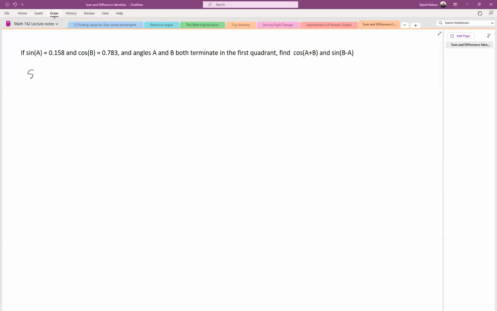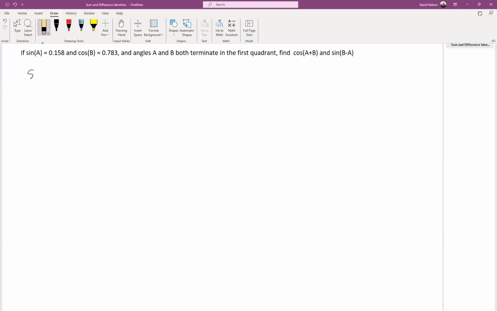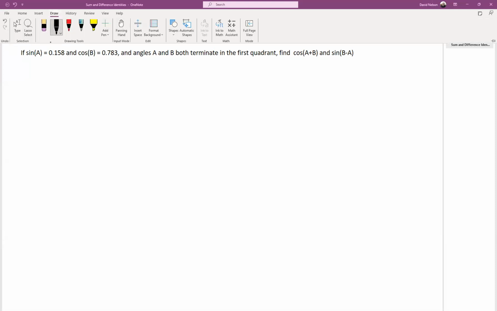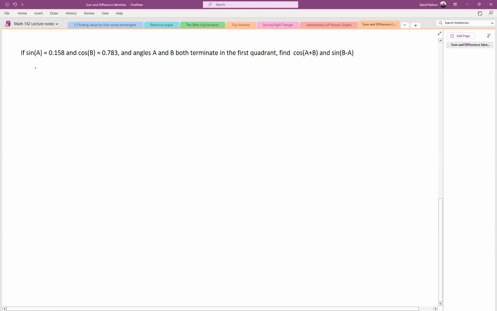Let me start with the cosine here. And so we know that the cosine of A plus B, according to the identity, is cosine of A times the cosine of B, the same two functions, and then subtract sine of A, sine B.